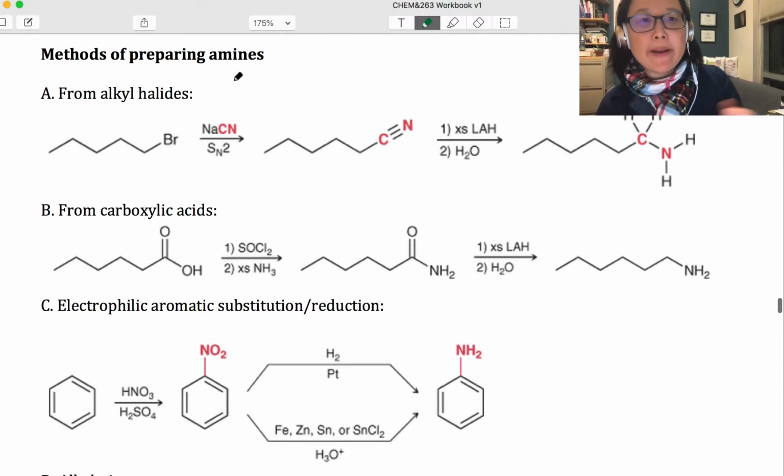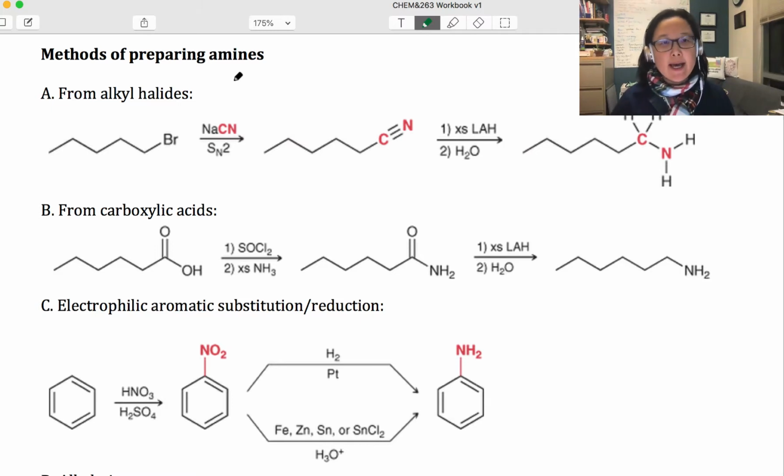All right, methods of preparing amines. How do we synthesize them? So this is a review. One way you can do it is to use a cyano group as your source of nitrogen and then reduce it. Okay, so we know LAH is a reducing agent that works on cyano groups or cyanides.